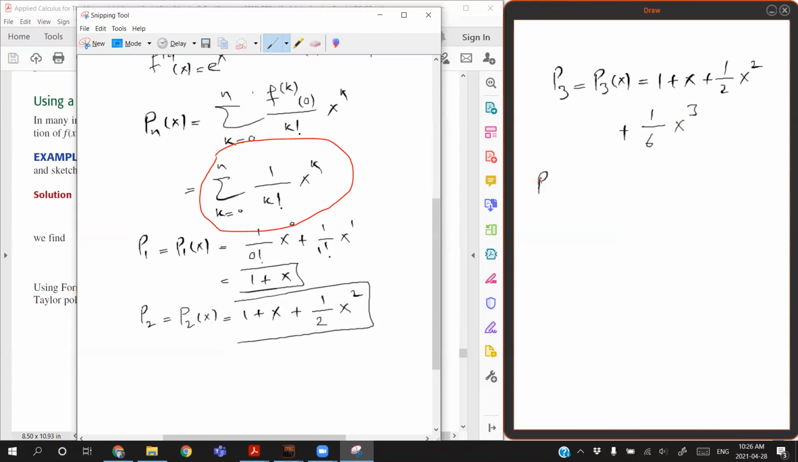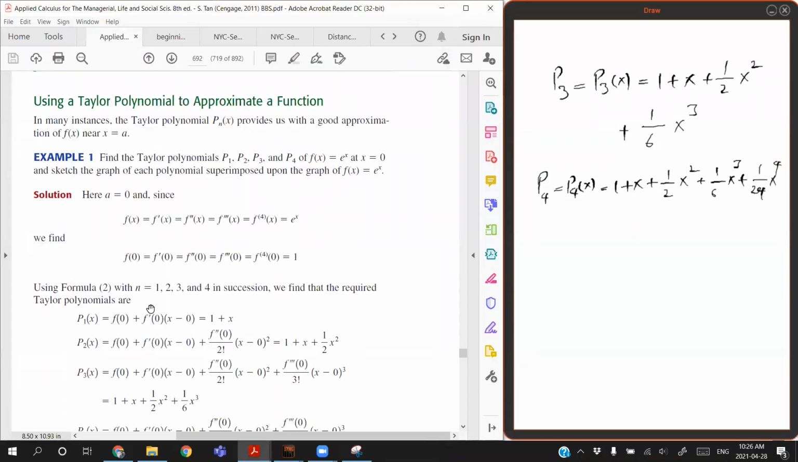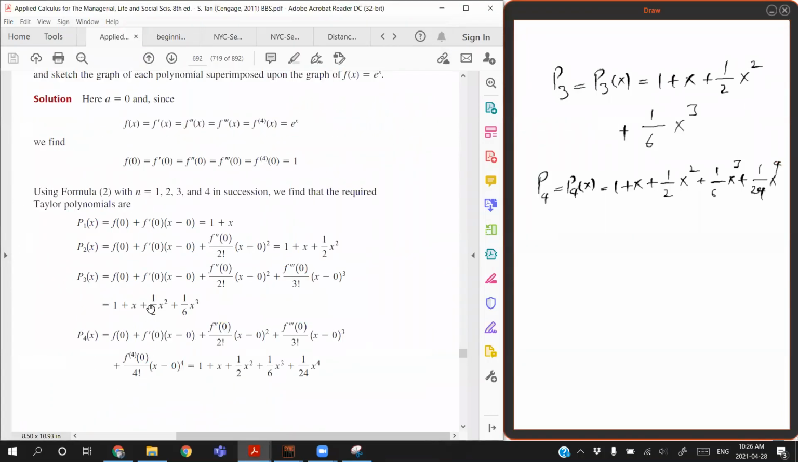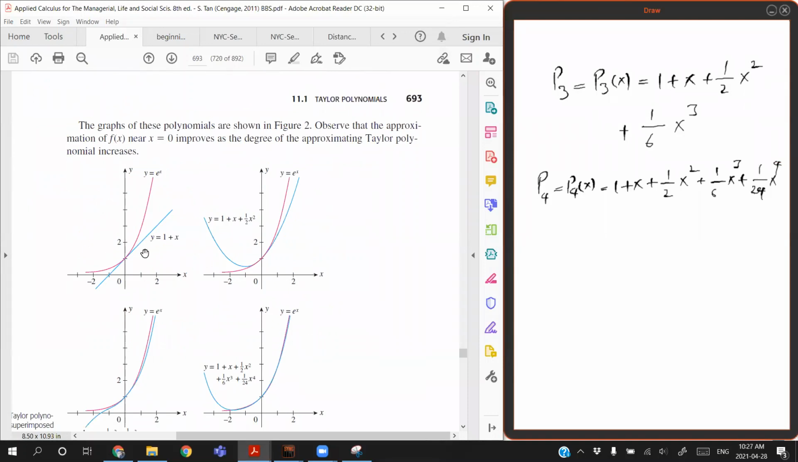If I want to get the next one, P4 or P4 of x, that's going to be 1 plus x plus 1 over 2 x to the power of 2 plus 1 over 6 x to the power of 3. Now I have 1 over 4 factorial, which is 24, x to the power of 4, and so on. And here you can see the effect of these. The first order polynomial is a line. It's actually the tangent line to the curve. Then you get a parabola.